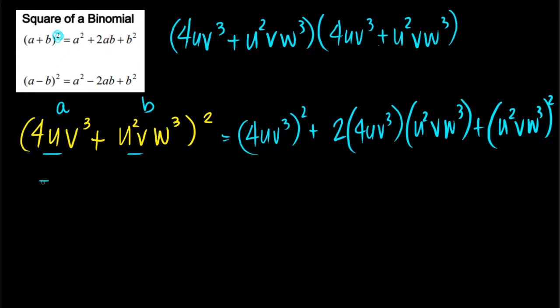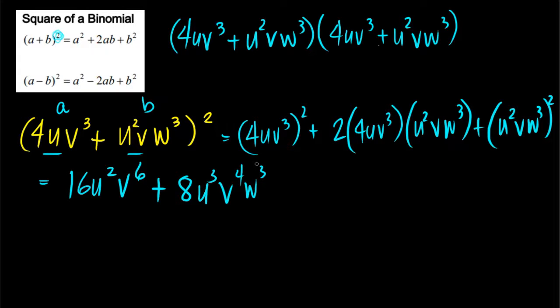Now, simplifying, we have 4 squared is 16, u squared v to the 6th, plus 2 times 4, that's 8, u cube v to the 4th w cube. So, yeah, practice our exponents, okay? Plus u to the 4th v squared w to the 6th.